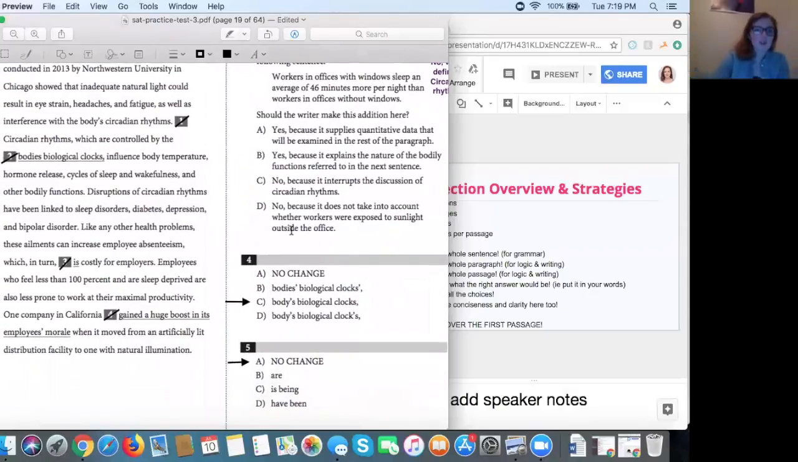Circadian rhythms, which are controlled by the body's biological clocks, influence body temperature, hormone release, cycles of sleep and wakefulness, and other bodily functions. Okay, so these rhythms are controlled by the clocks, by the biological clocks which belong to the body. Based on that principle, I know that I'm going to need to have the clocks to not be possessive, but to be possessed by the body, which is how I end up with body apostrophe S, biological clocks.